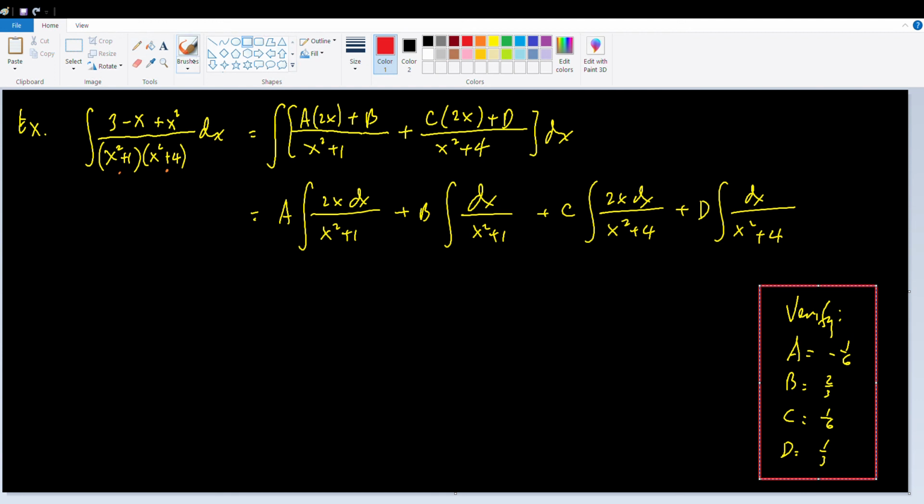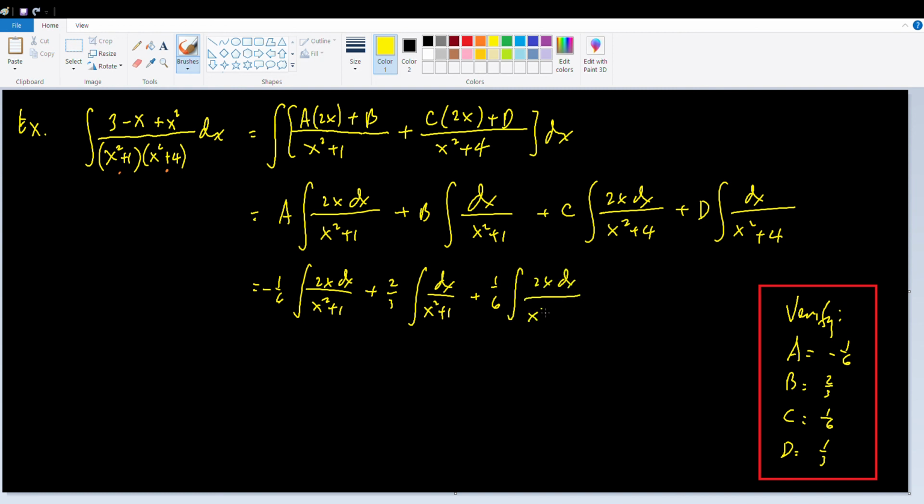So let us plug in those values. Negative 1 over 6, 2x dx over x squared plus 1, and then 2/3 dx over x squared plus 1, c is 1 over 6, 2x dx over x squared plus 4, and d is 1/3 dx over x squared plus 4. So we integrate. The 2x dx over x squared plus 1 is ln of x squared plus 1 plus 2/3.